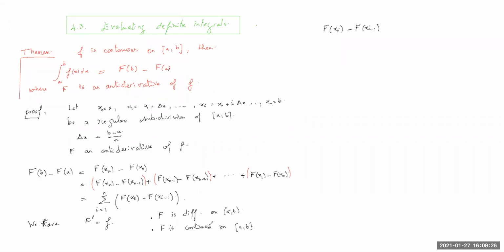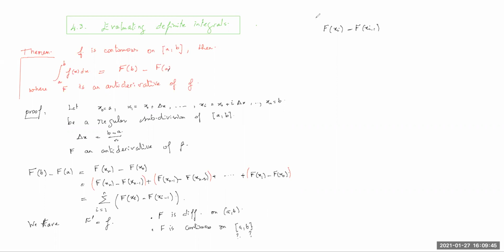Now we have continuity also at the endpoints of capital F. Okay, I will think about this one. Why at a and b? Why do I need these two assumptions? Because I want to use the mean value theorem.